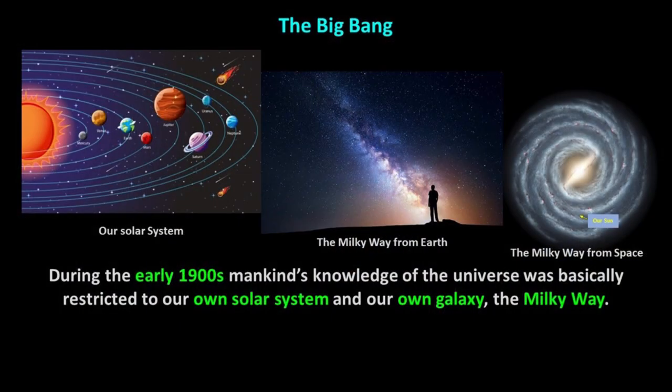The Big Bang. There's our solar system once again, the Milky Way as seen from the Earth once again, and the Milky Way as seen from space once again. During the early 1900s, mankind's knowledge of the universe was basically restricted to our own solar system and our own galaxy, the Milky Way. People, look at me quickly. Just 100 years ago, that's so near, we didn't know about Andromeda or anything beyond that. We knew only about our own solar system, our sun in other words, and the few planets that are our neighbors here, and the stars in our Milky Way. That's what mankind knew about just 100 years ago.